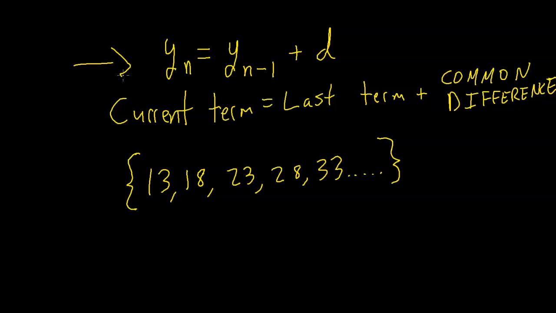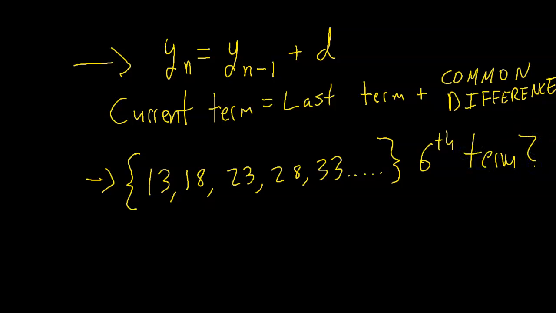Let's say we have this arithmetic sequence here, and let's say it starts with its first term, 13. Sorry, first term 13, second term 18, third term 23, fourth term 28, fifth term 33. So what if we wanted to find its sixth term?